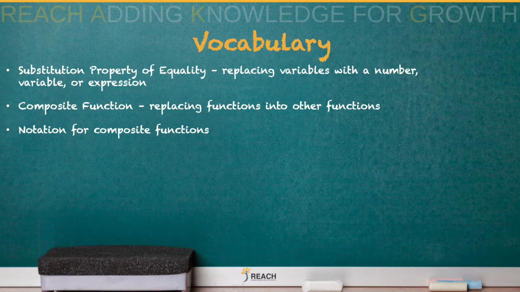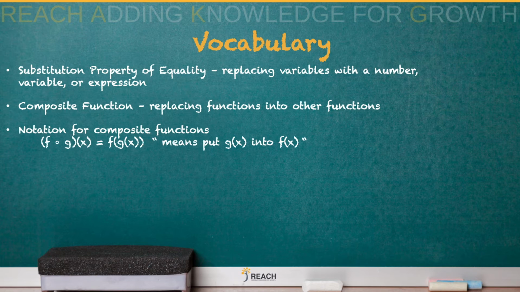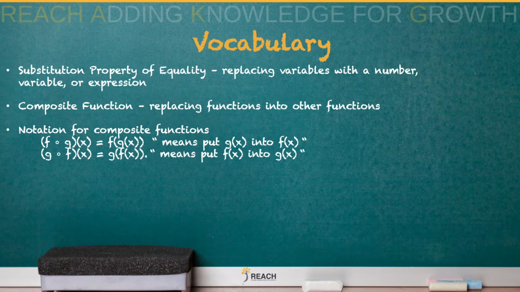So what does it look like for the notation? It's going to read f of g of x, which means put g into f. You're putting the g function into the f function. The next one reads g of f of x, which means put the f function into g. Put f into g.